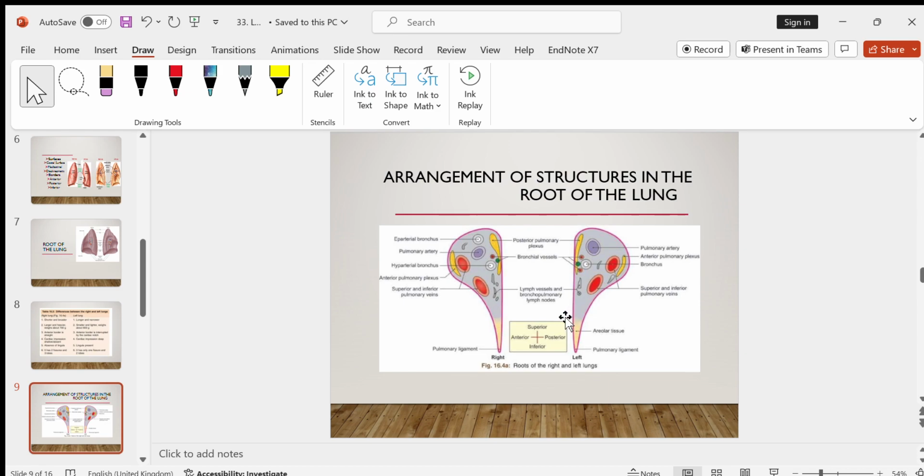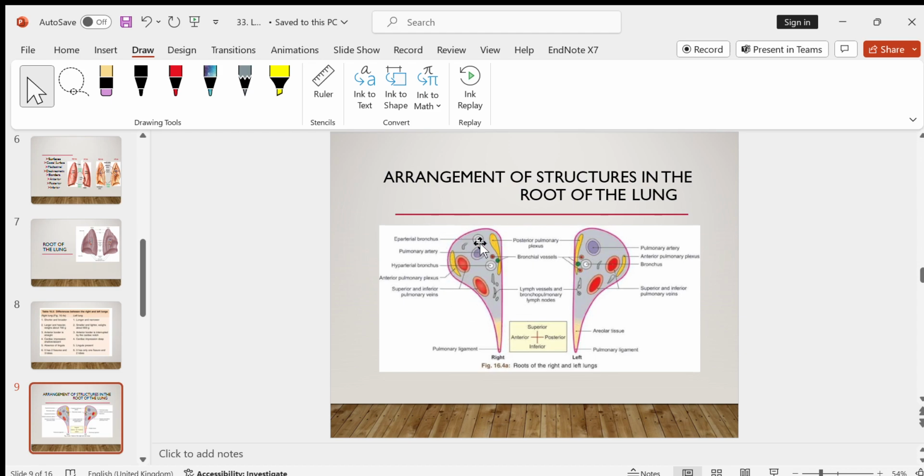Now the arrangement of structures at the root of the lung is important. Here we can see this boundary is called the pulmonary ligament, as I have mentioned in my lecture on pleura, that the pulmonary ligament is the area where the parietal pleura and the visceral pleura meet at the root of the lung. This magenta lining is the pulmonary ligament.